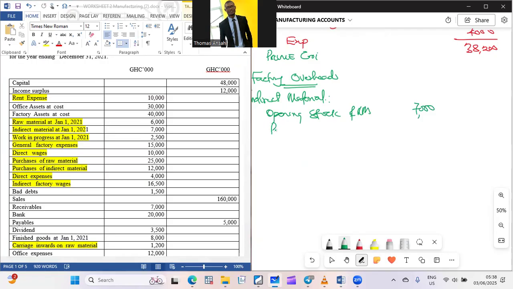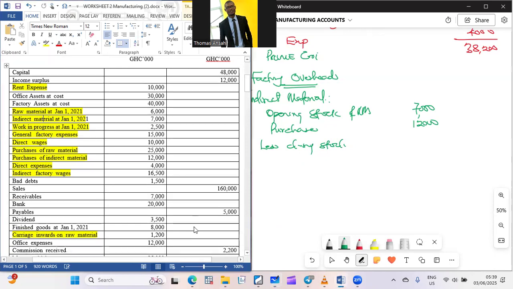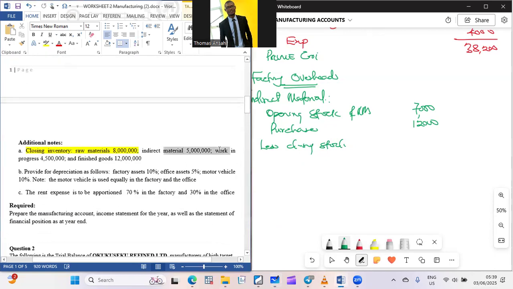Add purchases of indirect raw material, 12,000. Then less closing stock of indirect, it is here. So you do the same thing as you did at the top, all right? So that is the indirect part. That gives like 14,000, right? Yeah. So you come to the indirect labor.